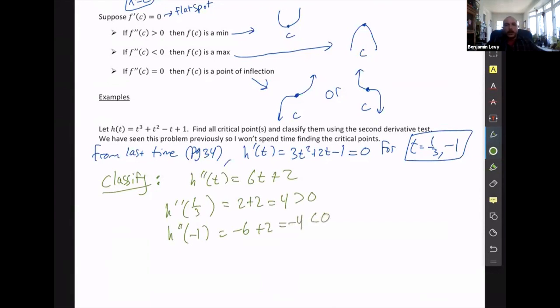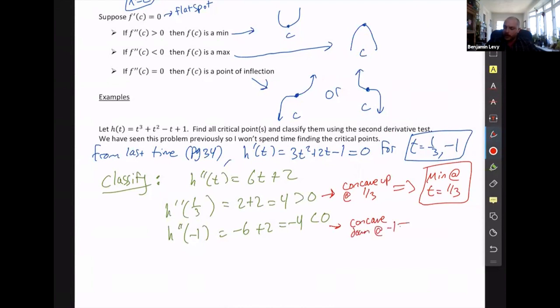And so we're verifying these two things that we already found last time, which is this positive number means we have concave up at 1/3, and that implies we've got a min. Just a different way to reach that conclusion. And the opposite happens with the other one. We got a negative number, that means concave down at that location. And so that means we've got a max there.